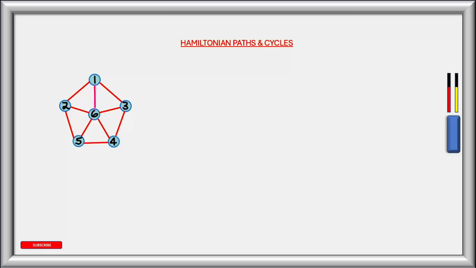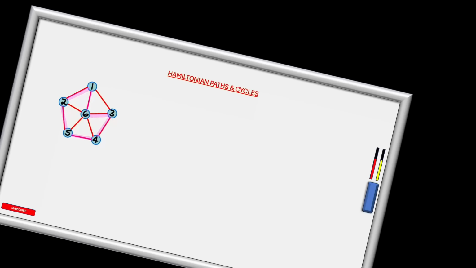So we can start at vertex 6 and head to vertex 1. From vertex 1 to vertex 2, from vertex 2 to vertex 5, and then from vertex 5 to vertex 4, and from 4 to 3. And finally, we can move from vertex 3 and return to vertex 6, which is where we started. So this is therefore a Hamiltonian cycle, and therefore a Hamiltonian graph.